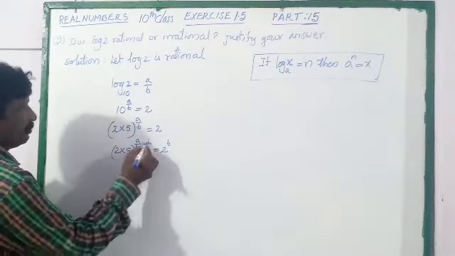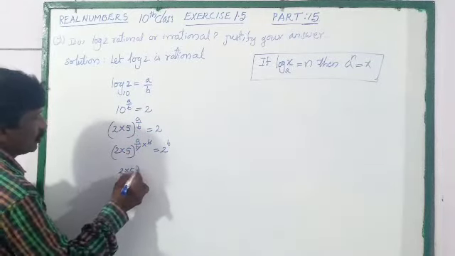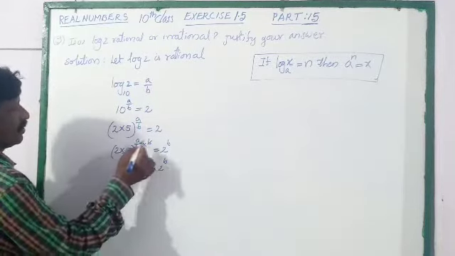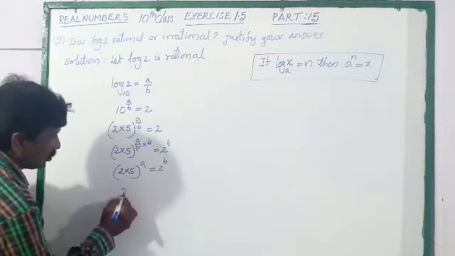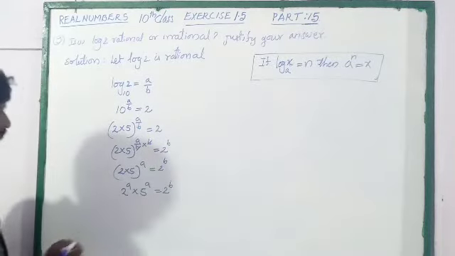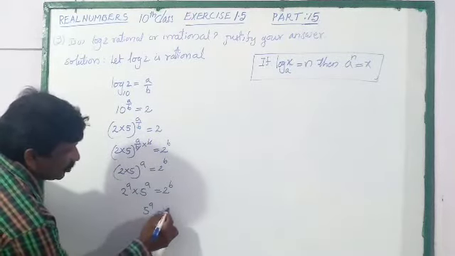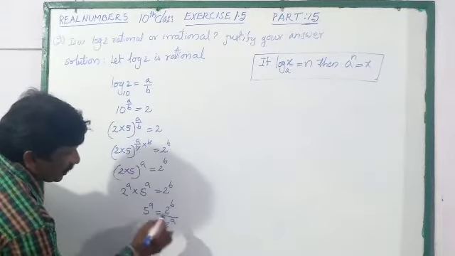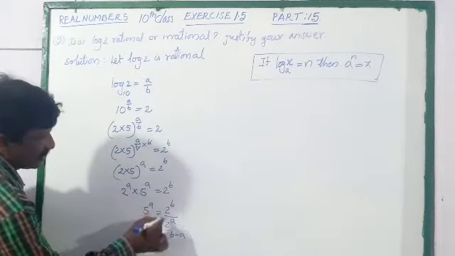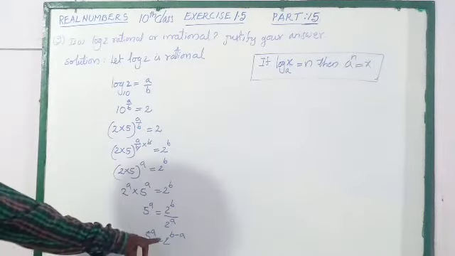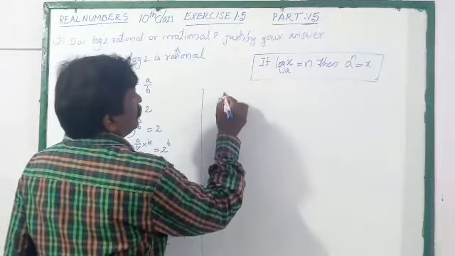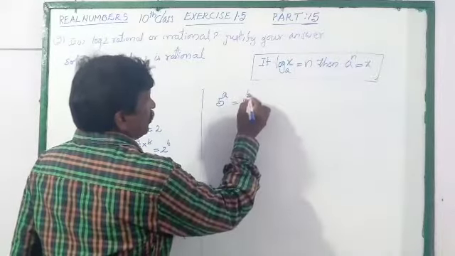So b cancels out. 2 into 5 whole to the power a is equal to 2 to the power b. So here it is 2 to the power a into 5 to the power a is equal to 2 to the power b. So 5 to the power a is equal to 2 to the power b by 2 to the power a. 5 to the power a is equal to 2 to the power b minus a, since bases are equal.